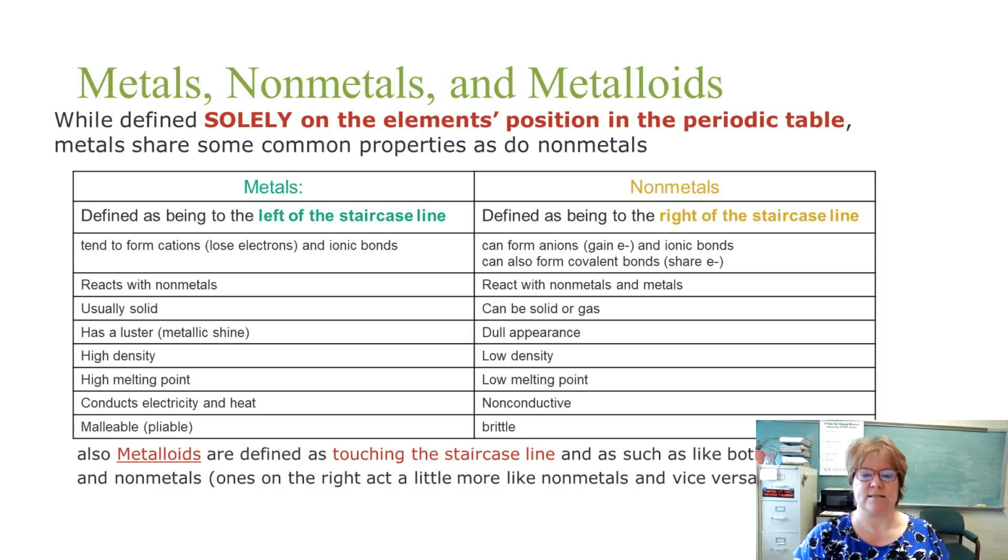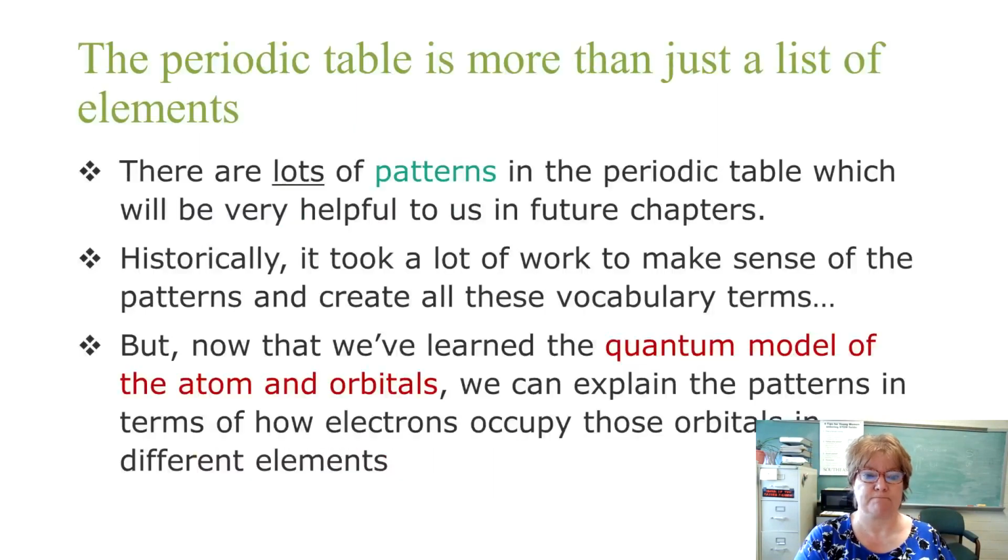High melting point, high density, whereas the nonmetals tend to be non-conductive, react with nonmetals or metals. They could be solids, but they typically are gases, with one liquid, dull in appearance, low density, low melting point, brittle. If you hit them with a hammer, they don't bend, they break. So their properties are related to the fact that they're a metal or a nonmetal. But from now on, we will define metal and nonmetal as being its position on the periodic table relative to the staircase.